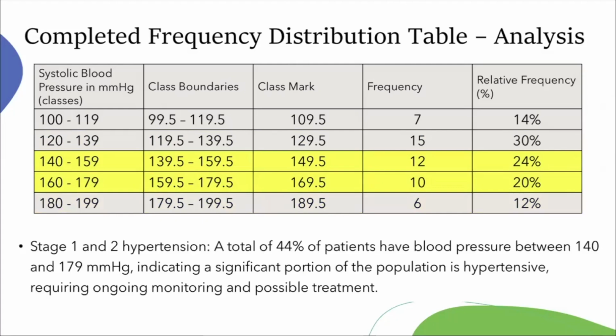Okay, these two groups, when highlighted together, make up 44%. 44 patients have blood pressures between, and we look at the lower limit of the first of these two classes, and we look at the upper limit of the second of these two classes. So we say that 44 patients have blood pressures between 140 and 179. This indicates a significant portion of the population is hypertensive, requiring ongoing medical monitoring and possible treatment. So if you have multiple classes that you're accounting for, realize that the frequency is the sum of the frequencies for those classes.